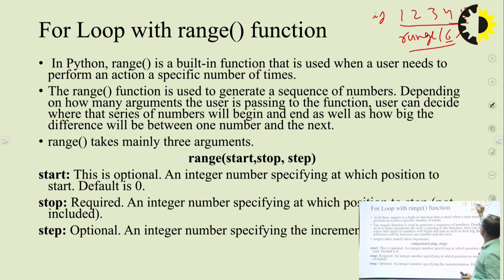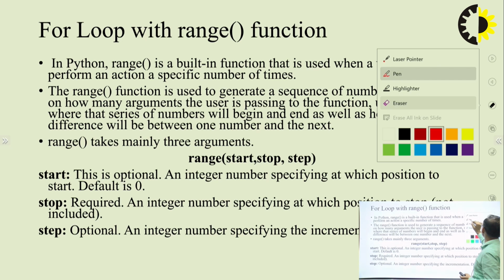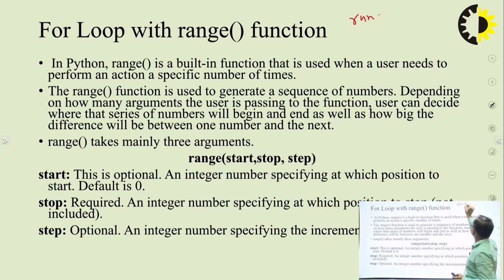So this is the start. As this is the range function, I can use another range function here. Range 1 and stop value is 5. So what happened in this case? Here I am passing two parameters, 1 and 5. Then it will print 1 2 3 and 4.